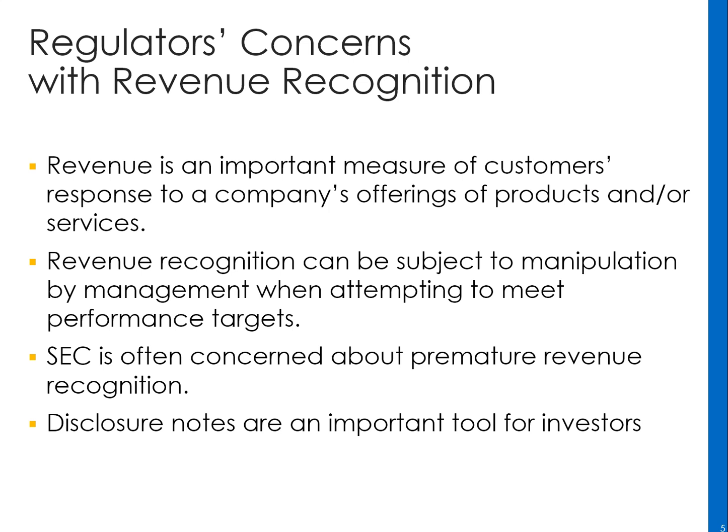So how do we record revenues? That's revenue recognition. Revenue recognition refers to the timing and amount reported by the company. Okay, there's two things, timing and amount. But revenue recognition can be subject to manipulation by management when they attempt to meet certain performance targets, including manipulation of the timing and the amount. So for the next few slides, we're going to talk about revenue recognition issues.